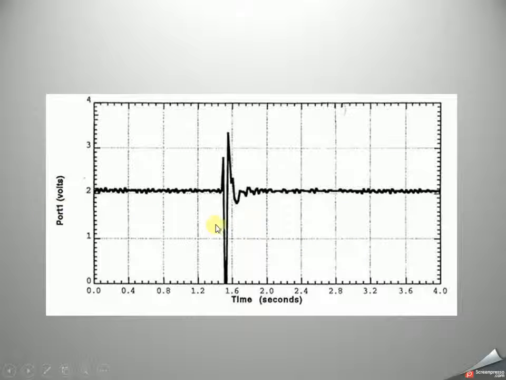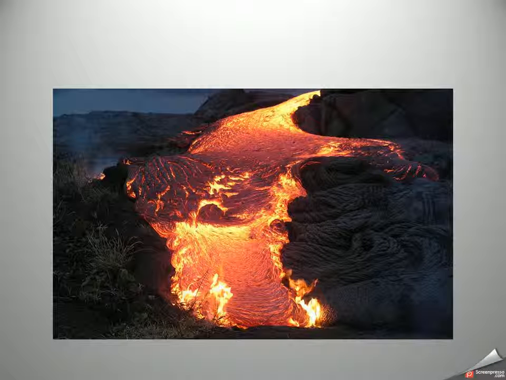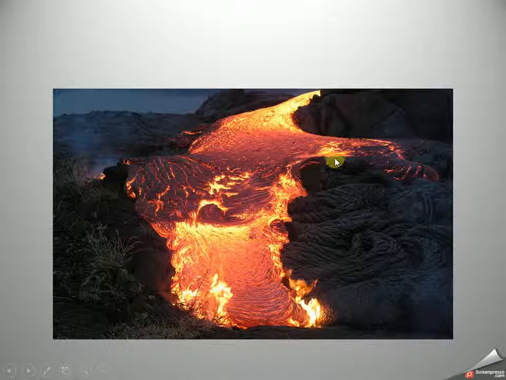Now, hot rock. What you have to know about hot rock is that it is very, very hot. You can see how hot it is, and it will melt anything in its path. But what you have to know is that when this hot liquid rock comes on top of the Earth's surface, when it's overground, it is called lava.